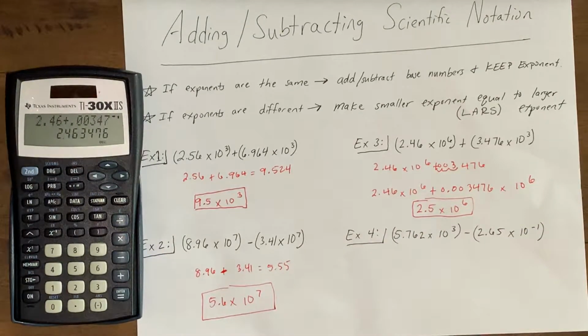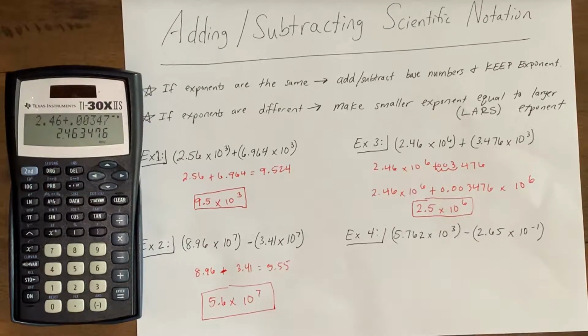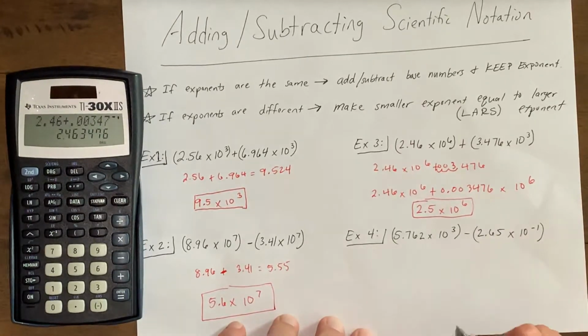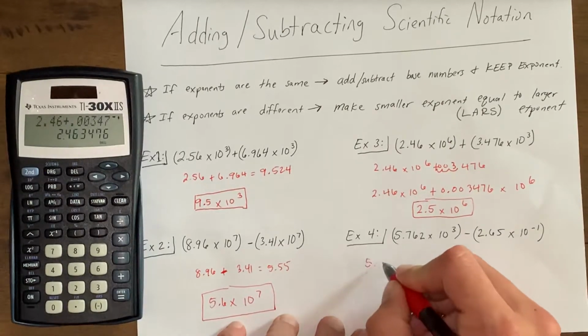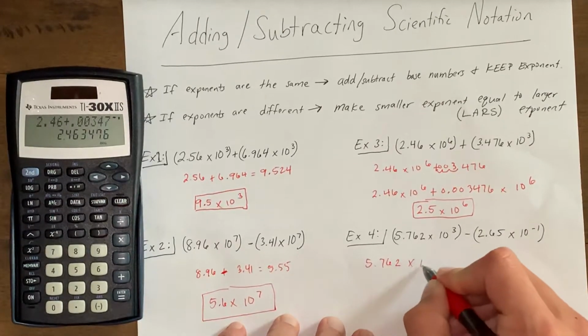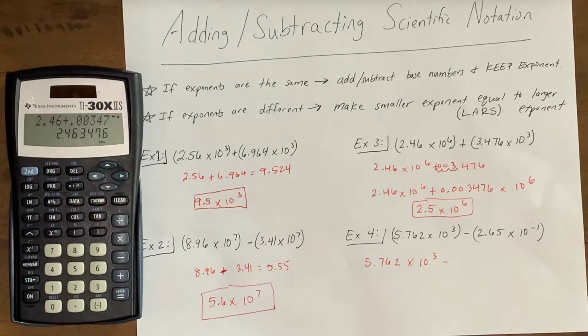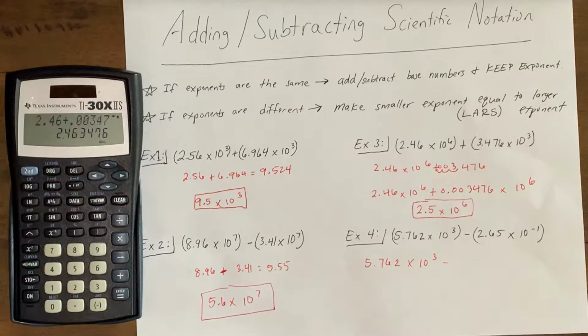Okay, all right, look at our subtraction example. 5.762 times 10 to the 3rd minus 2.65 times 10 to the negative 1st. Once again, make the smaller exponent equal to the larger. So I want to rewrite 5.762 times 10 to the 3rd, and now I'm going to subtract here. And once again, ask myself, how do I go from negative 1 to 3? Well, I add 1 to get back to 0, and then I add 3 to get to 3, so I have to add 4. So I have to move this decimal 4 times to the left.